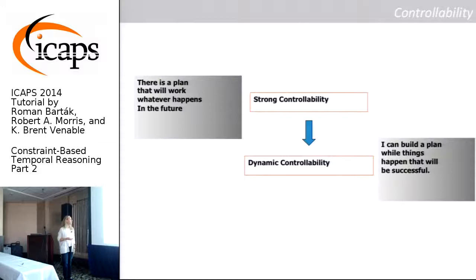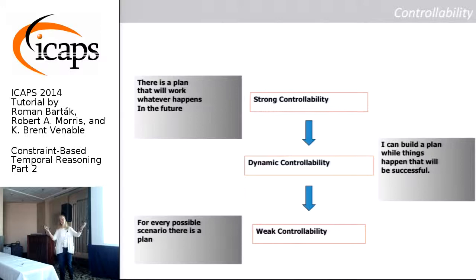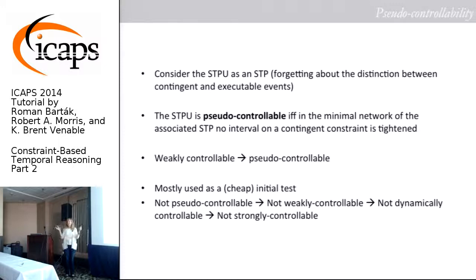And weak controllability means, assume we have an oracle that comes down and says, hello, the uncertain future will actually happen to be this. Can we be sure that whatever the oracle says, I will have a solution? Possibly a different one, not the same one for all the situations. And this is weak controllability. So these are the intuitive ways of defining controllability.